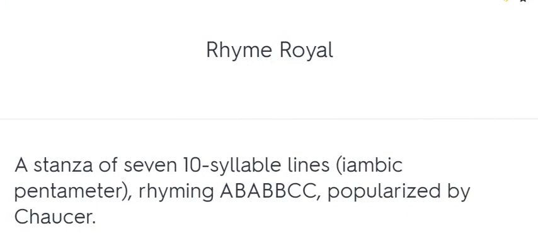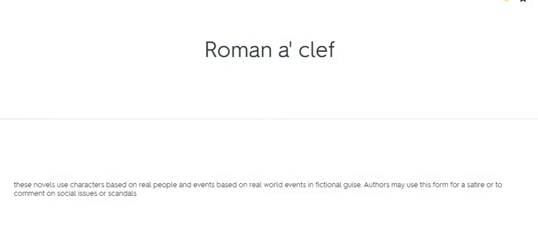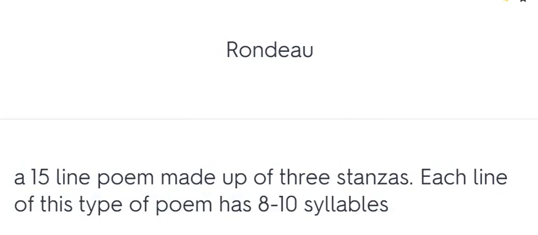Rhyme royal. A stanza of 7 10-syllable lines, rhyming ABABBCC, popularized by Chaucer. Roman à clef. These novels use characters based on real people and events based on real-world events in fictional guise. Authors may use this form for a satire or to comment on social issues or scandals. Rondeau. A 15-line poem made up of 3 stanzas. Each line of this type of poem has 8 to 10 syllables.